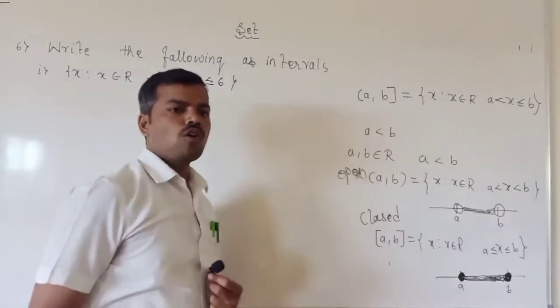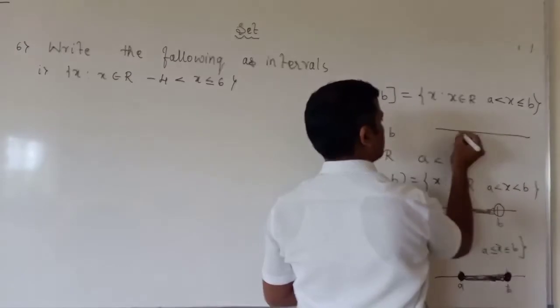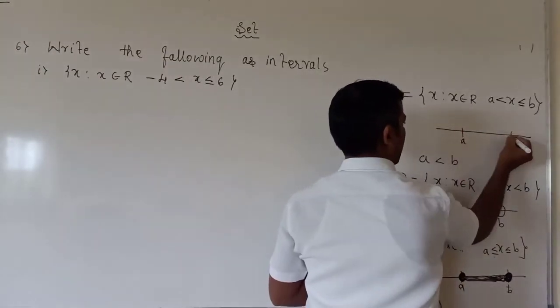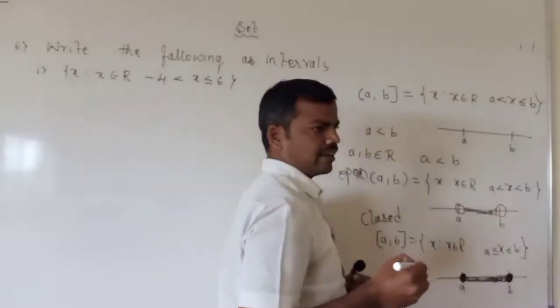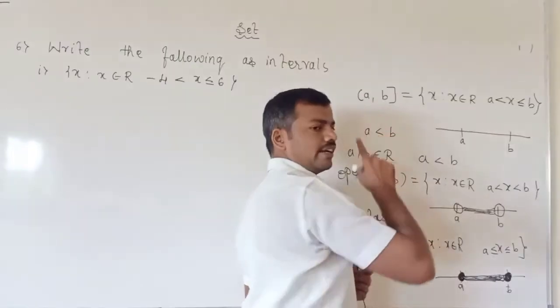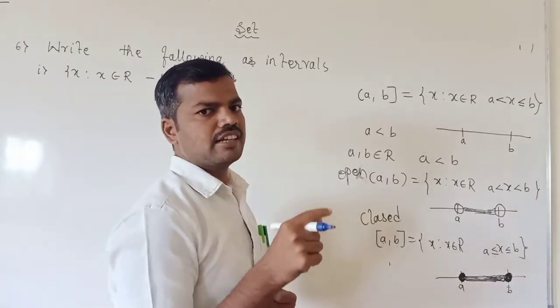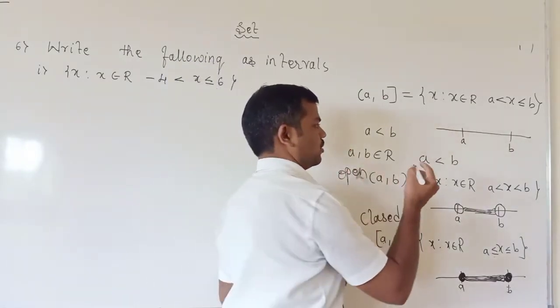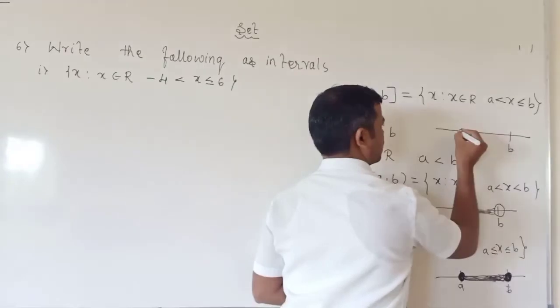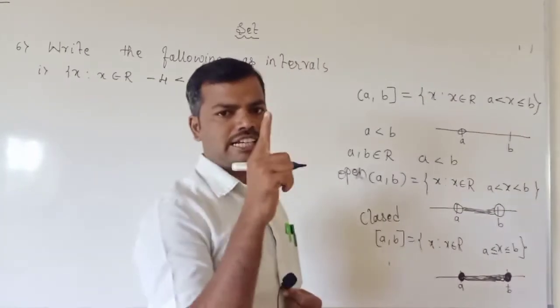This is called open closed. How do we represent it diagrammatically? Here we have a and b. a is not included, so which circle do we use? An open circle. And b is included, so there we use the dark circle.